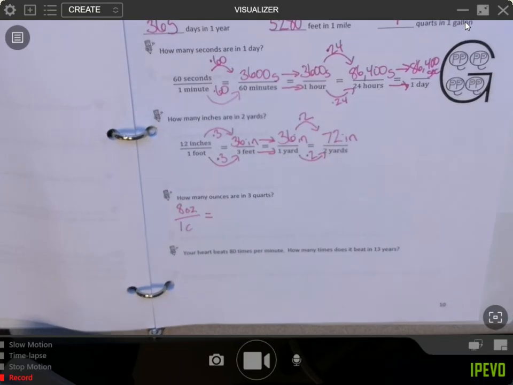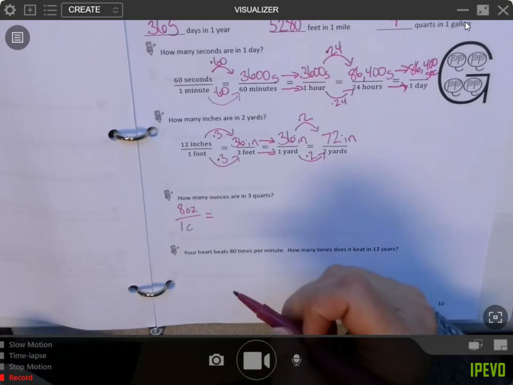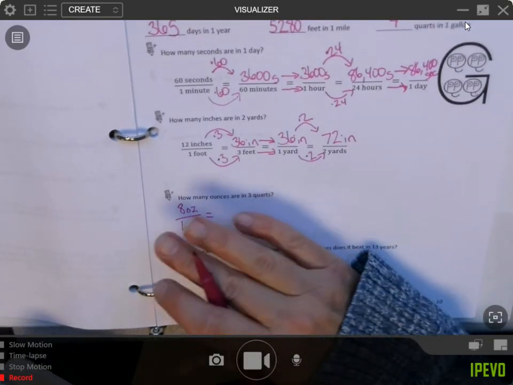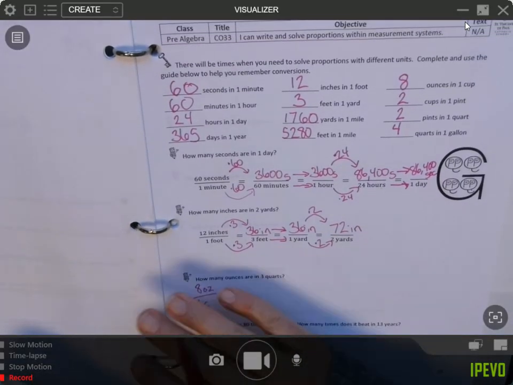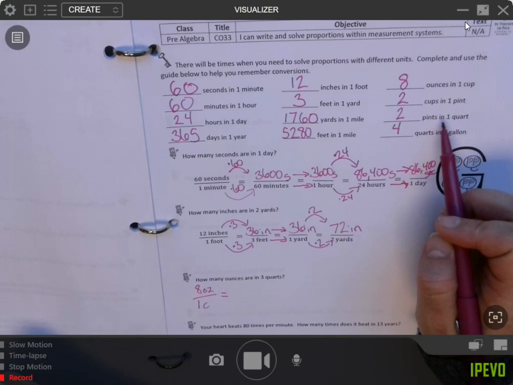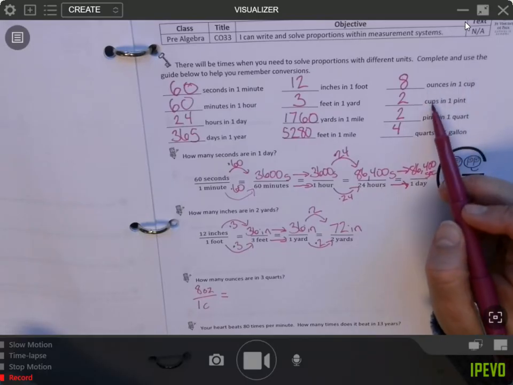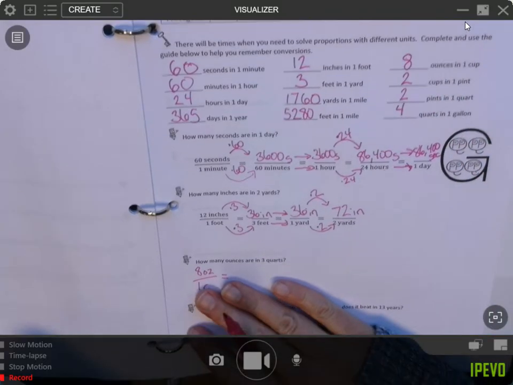What do you think my next step would be? What do you think, Harper? Why would we go to 2 cups? Because we know 2 cups equals a pint, and then we have the pint to the quart, and that's what we want to get to is those quarts. So we have to go from ounces to cups to pints to quarts.